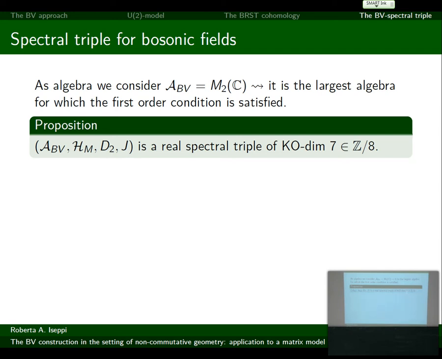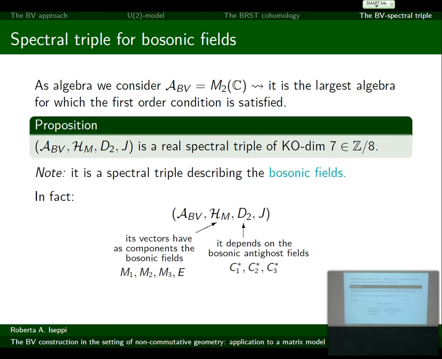But let's look at this a little bit more closely. Remember, in HM we had the fields M1, M2, M3, and E, while inside D2 there were these anti-ghost fields. So in some sense, this is the bosonic part. Both in the Hilbert space and in the Dirac operator, just the bosonic fields are appearing. So that's the bosonic part.